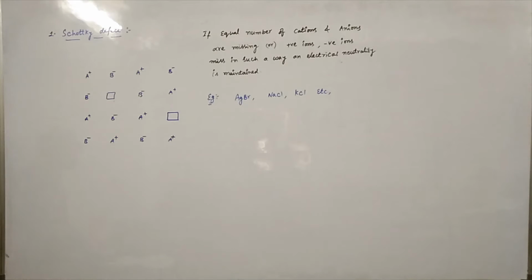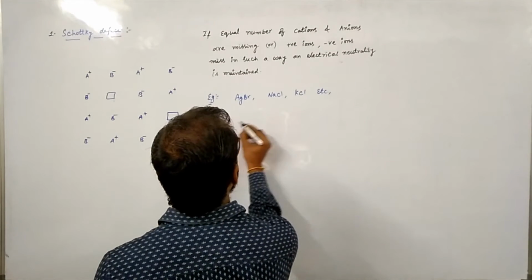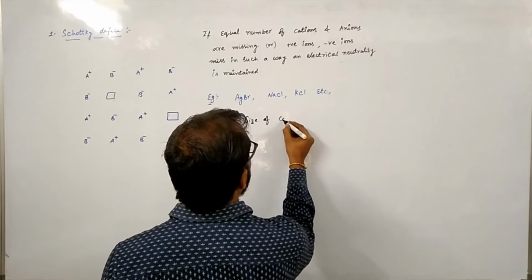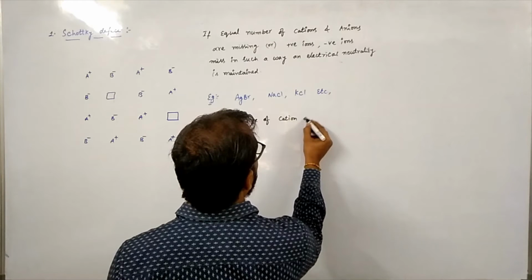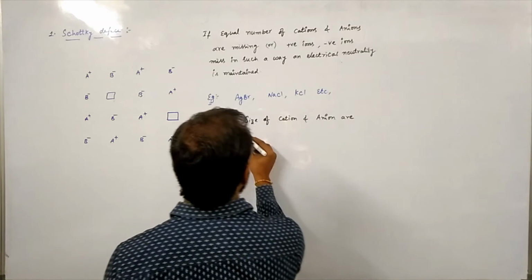The condition to form Schottky defect is that cation and anion must be of nearly the same size. If the cation and anion are nearly the same size, then you will get Schottky defect.